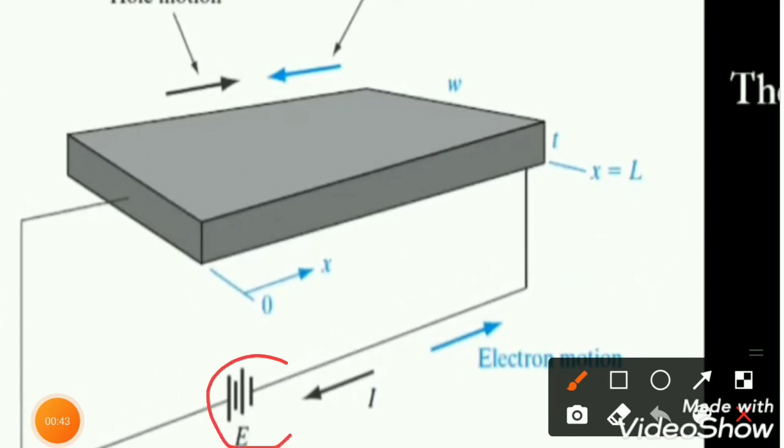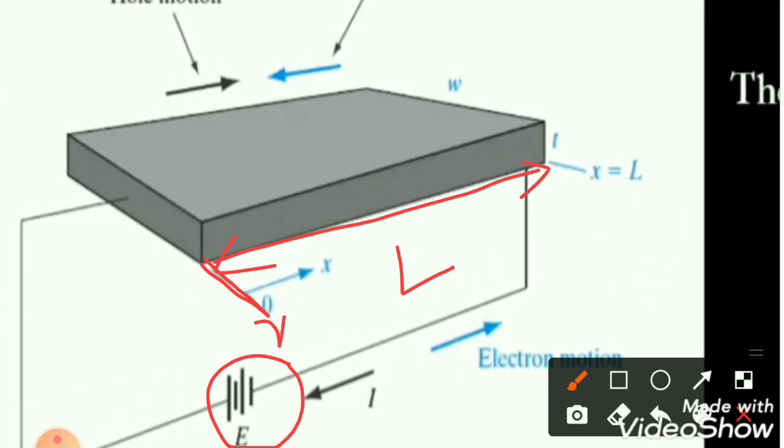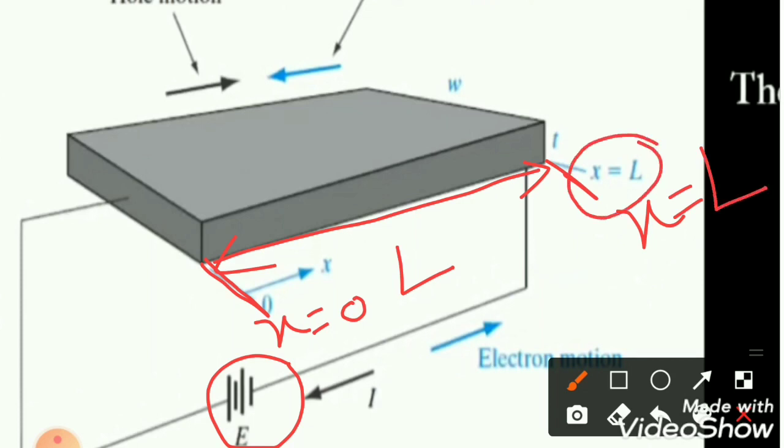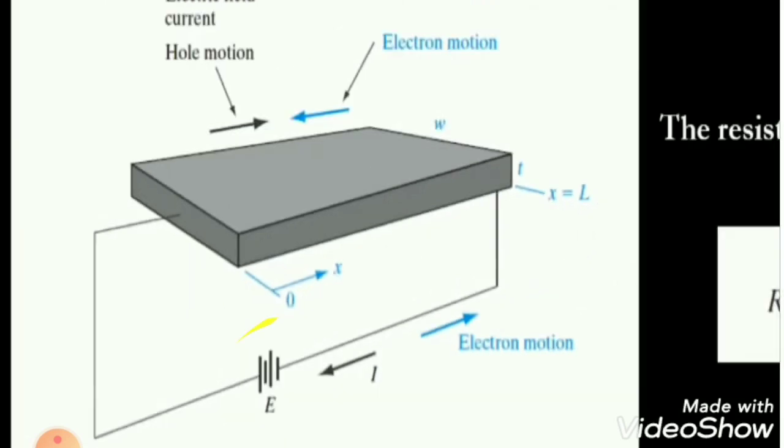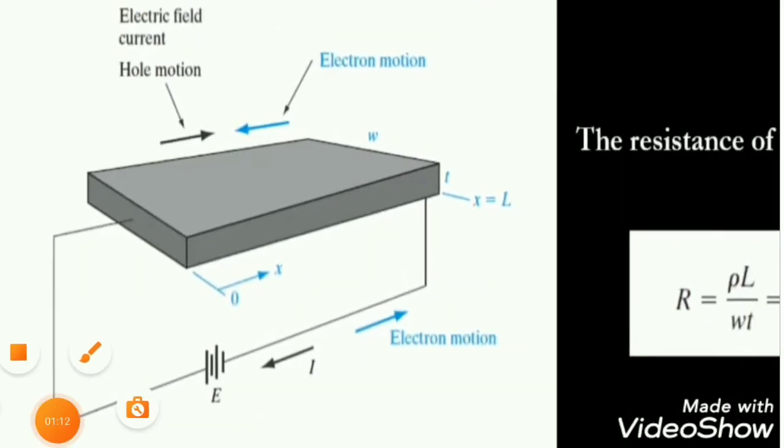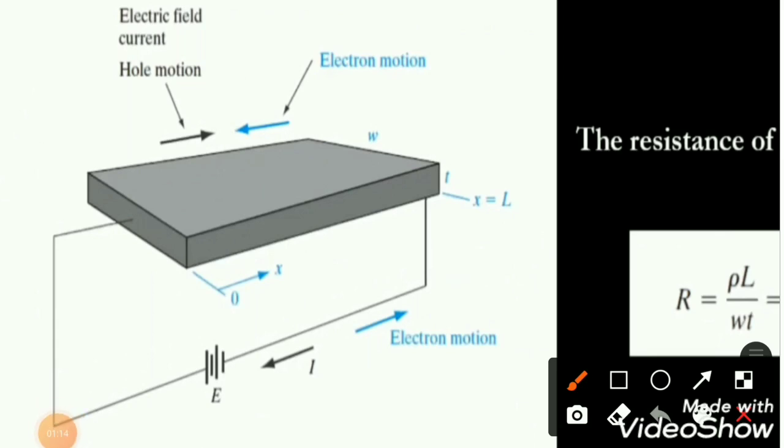So this is the applied electric field to this semiconductor material, and this is the origin x = 0, and this is the length of the semiconductor material. If this is x = 0, then this point will be x = L. T is the thickness of this semiconductor material and W is the width. So this is about this diagram, and this is electron motion, and exactly opposite to the electron motion is hole motion.